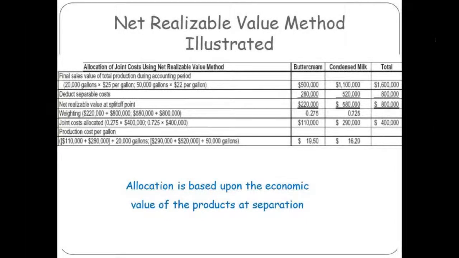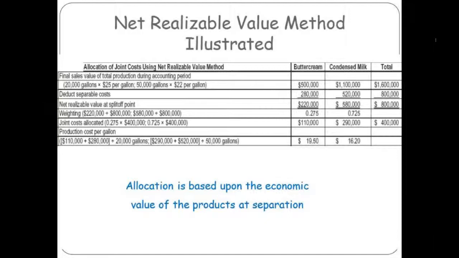So you have to determine the value at the end. What's the value of your buttercream and what's the value of your condensed milk? So the buttercream value was the 20,000 gallons times $25 per gallon, or $500,000. The condensed milk was 50,000 gallons at $22, or 1.1 mil.